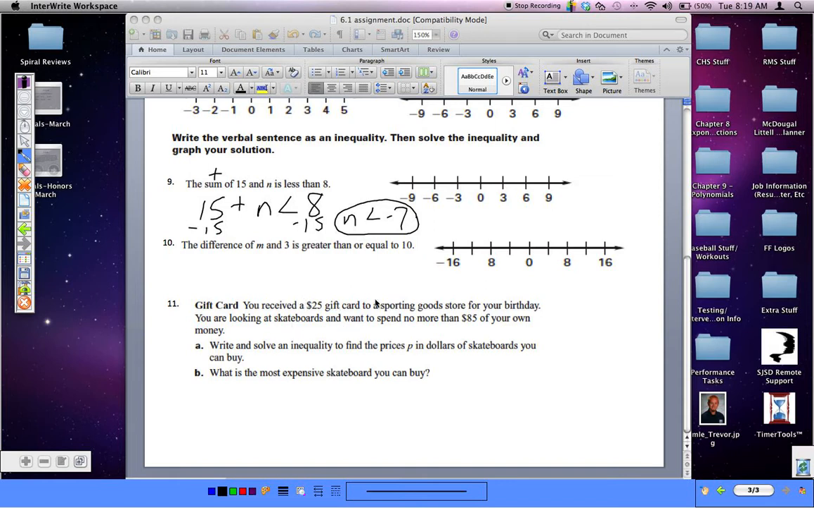You received a $25 gift card to a sporting goods store for your birthday. You are looking at skateboards and want to spend no more than $85 of your own money. Write and solve an inequality to find the prices P in dollars of skateboards you can buy. What is the most expensive skateboard you can buy?